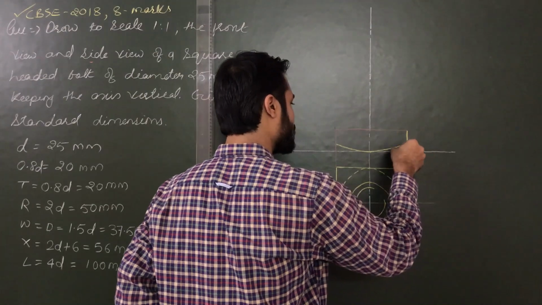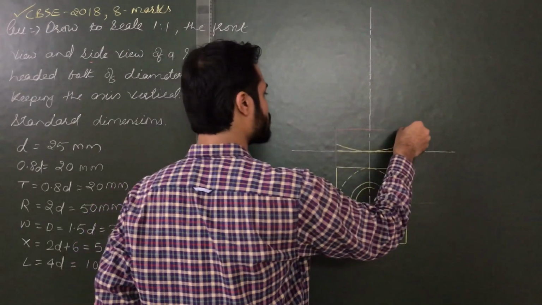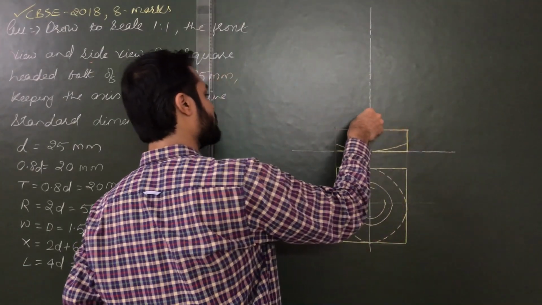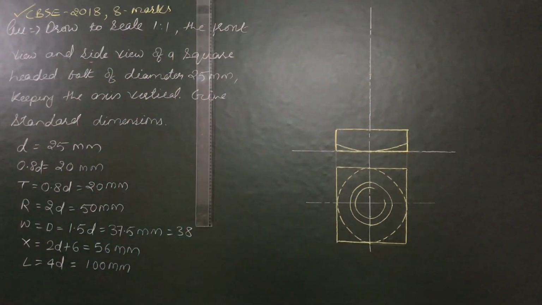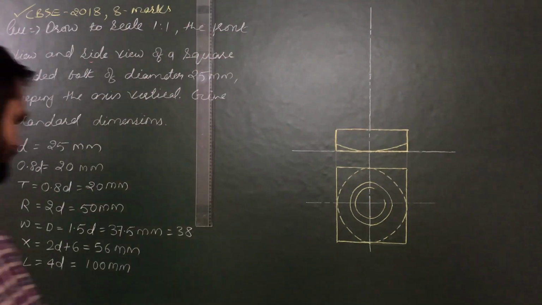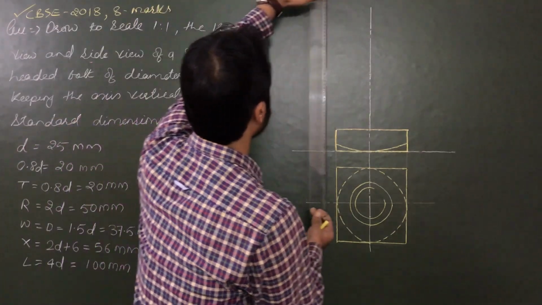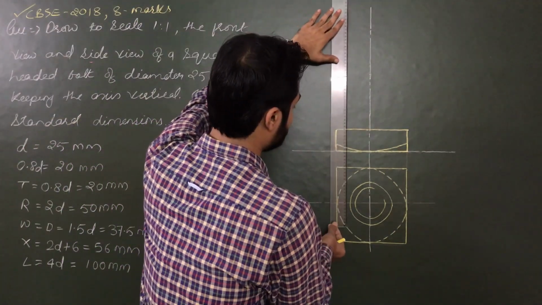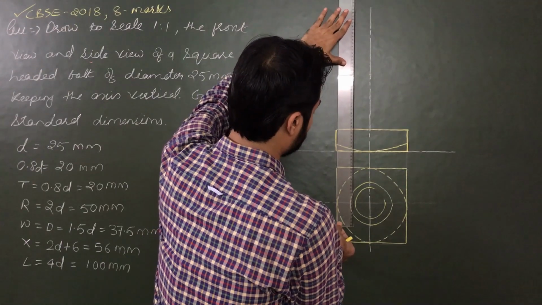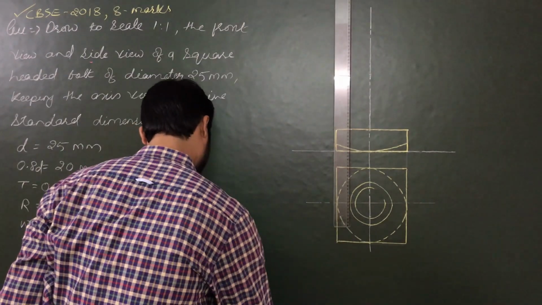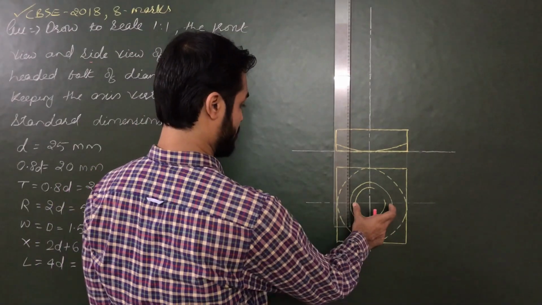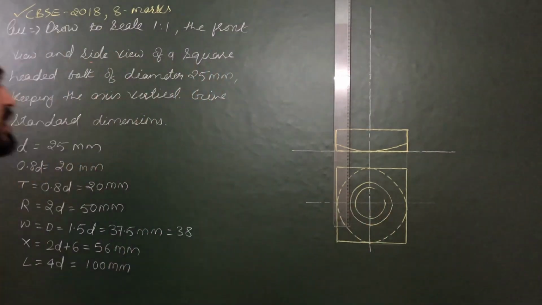and then show all visible edges of the head. Up to this, the construction is similar to the square nut. Now after this, the length of the bolt. We know that the diameter of the bolt is d, and the minor dia is 0.8 of d.